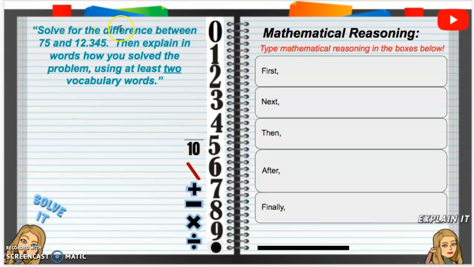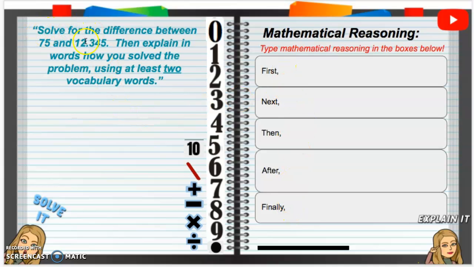It says solve for the difference between 75 and 12 and 345 thousandths. Then explain in words how you solved the problem using at least 2 vocabulary words. So we're going to solve it first. Then over here, we're going to write our mathematical reasoning in the boxes below. I have some starter words: first, next, then, after, and finally. We are not just writing one word or one sentence. We are actually going to write how we solved it.